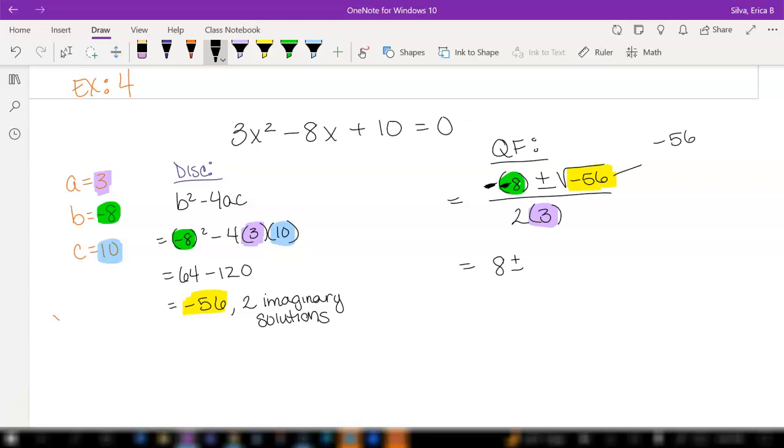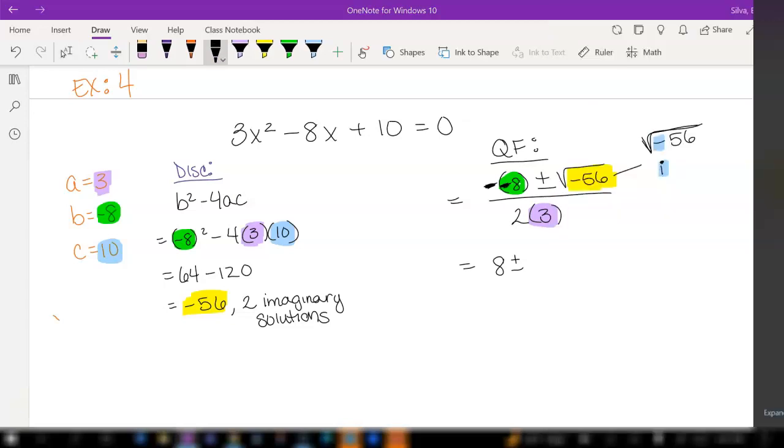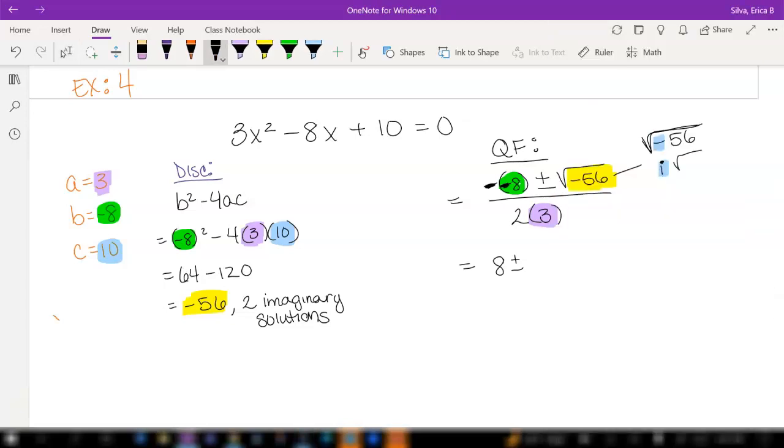Now this one we are going to have to simplify. So this negative automatically becomes our i. And if we do the square root of 56, we know we've got the square root of 4 times the square root of 14. This becomes 2, so we've got 2i square root of 14. So over here, we're going to put 2i square root of 14, all divided by 2 times 3, which is 6.